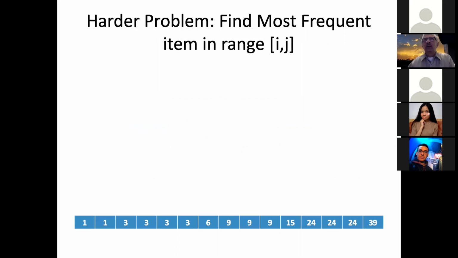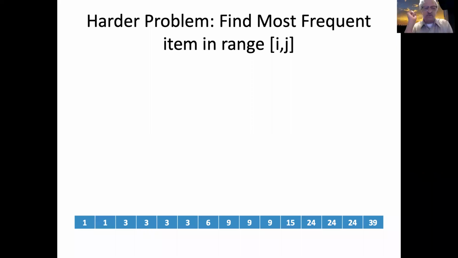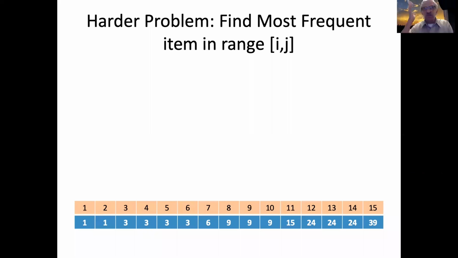Here the problem is slightly different. This time you're given an array just like before, and again, we'll put down some indexes just to make things clear. But in this array, there are going to be lots of repeats, and it's all in sorted order. So I have 2 1s followed by 4 3s, and then a 6, and then 3 9s, and then a 15, then 3 24s, and a 39.